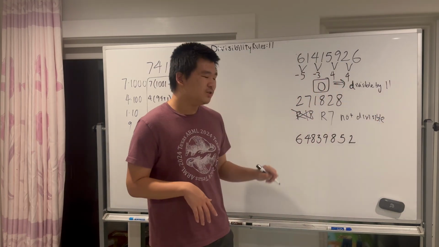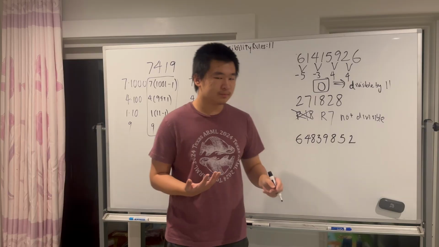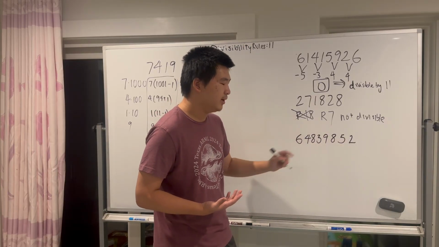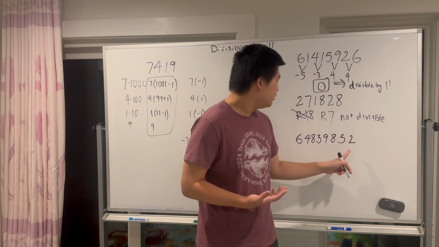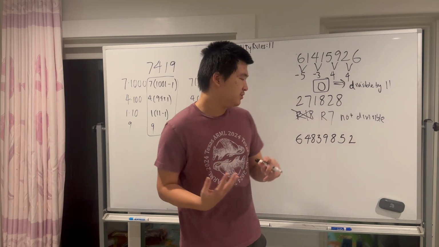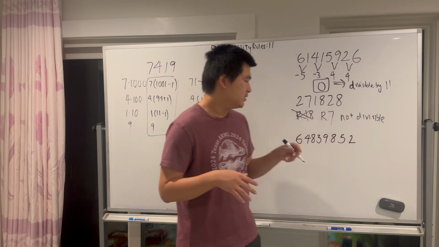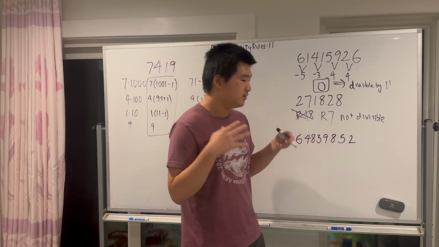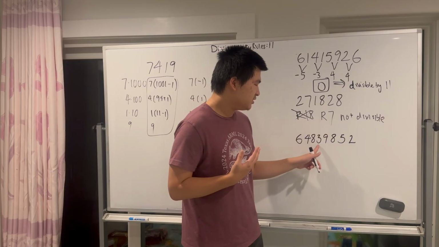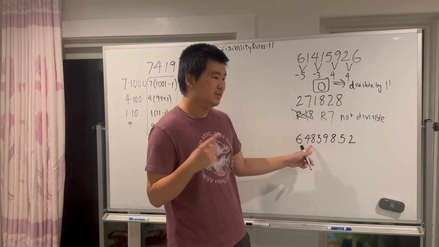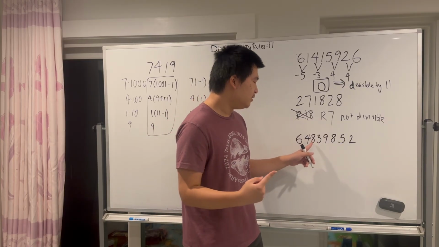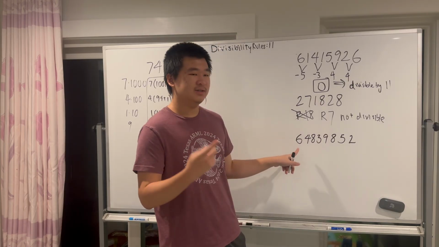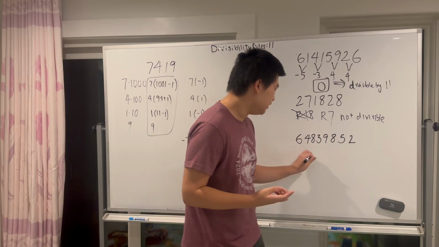Okay, last question. Once again, same idea. Let's do our plus minus plus minus plus minus plus minus. So plus 2 minus 5, that's going to be minus 3. Plus 8 is plus 5. Minus 9 is minus 4. Plus 3 is minus 1. Minus 8 would make minus 9. Plus 4 would make minus 5. And then minus 6 would make minus 11.